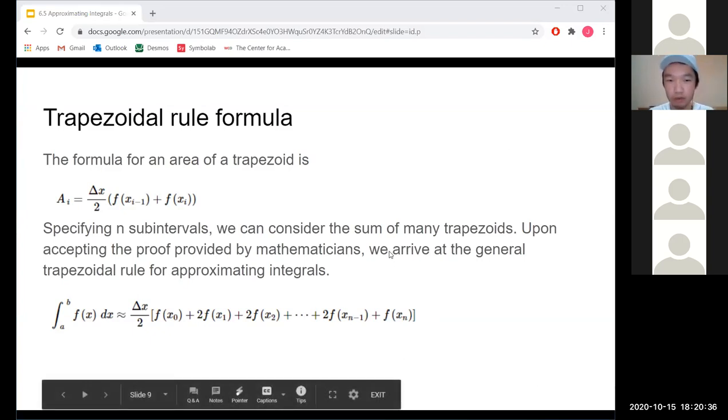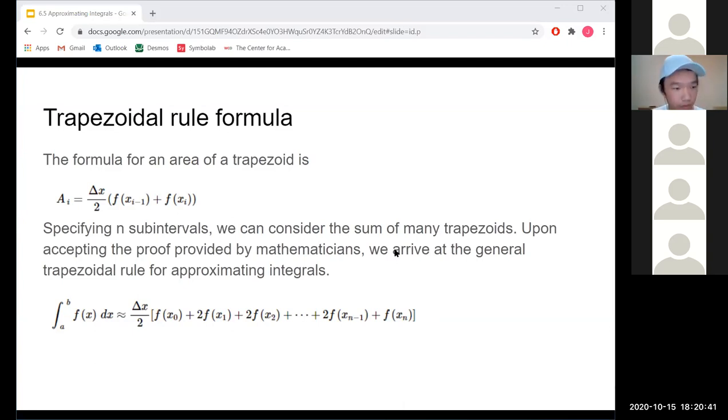Any questions about this formula? We'll see an example later.